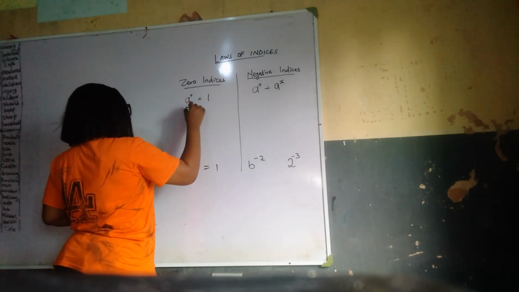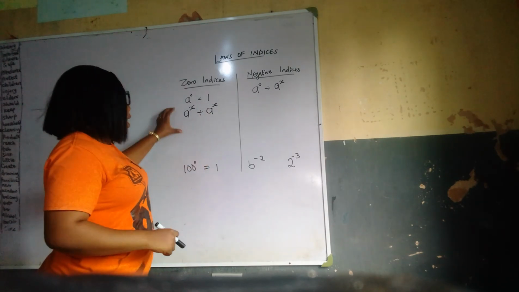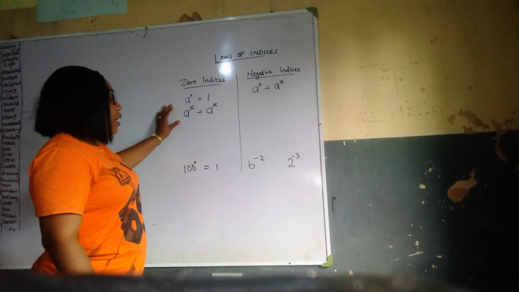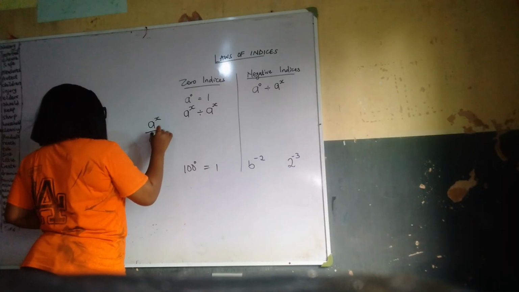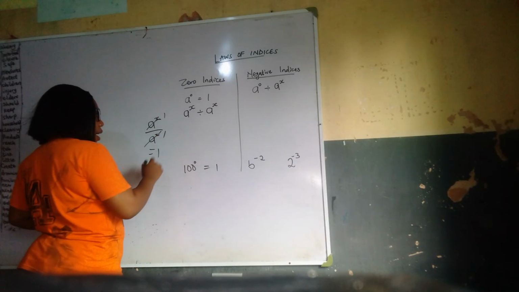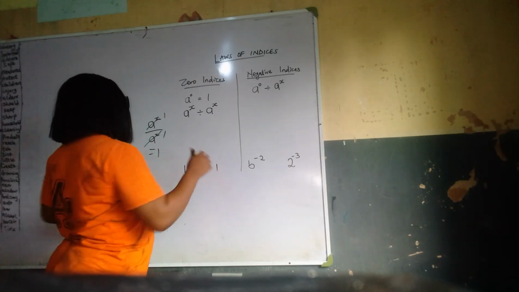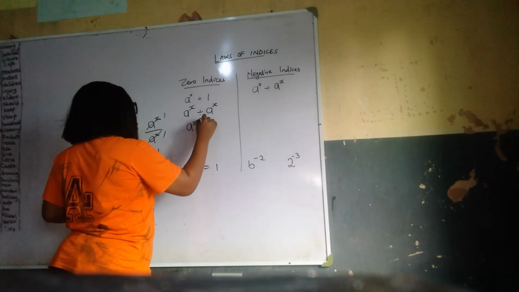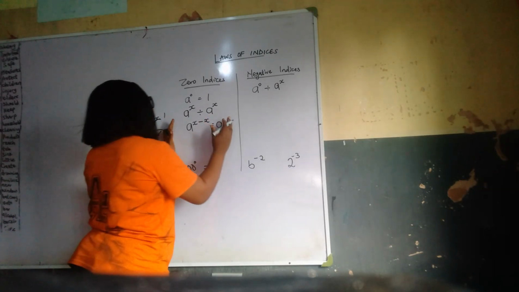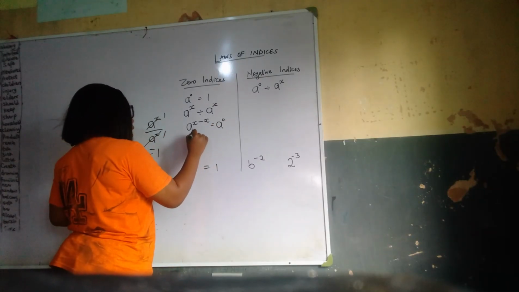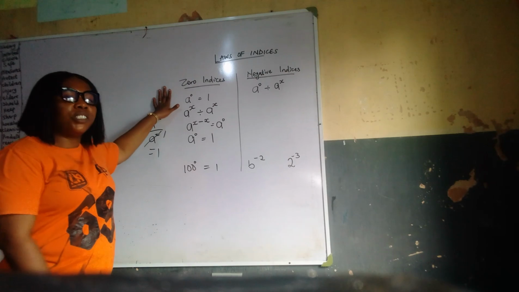Let's imagine that there is a number like this. Imagine a raised to power x divided by a raised to power x. If we are to use the normal way, this would be 1, right? And if we are to use the division law of indices, this would be a^(x minus x), which is what? A raised to power 0. Now, using this method and using this method, we can say that a raised to power 0 is what? 1. And that is how they got the zero indices law.